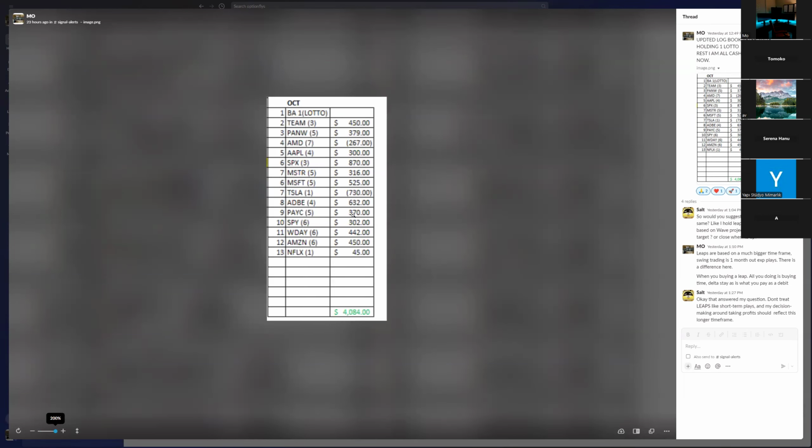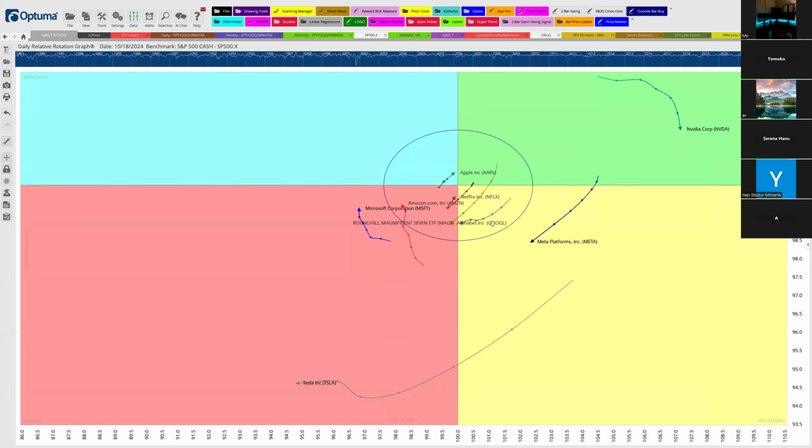We did Netflix, Amazon, Workday, that was the puts, Paycom, and Adobe. These are all RG trades that I've been watching. I had a pretty good week. I mean, I have my own account, but it's a pretty good week.